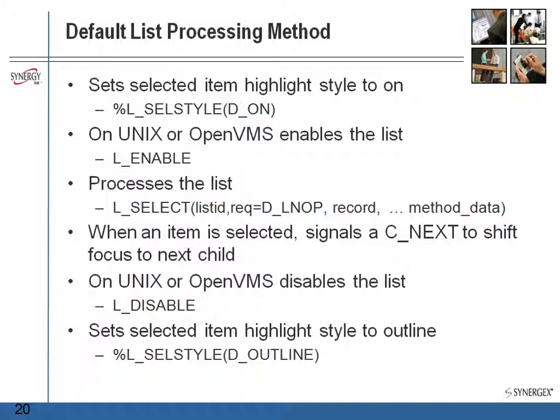The data argument is passed on to LSelect, as is the method data passed to the routine propagated into the list processor. When an item is selected, the method signals a cNext menu entry, redisables the list again on Unix and VMS, disables the current item selection in the list for non-ActiveX lists, and then returns back into the cProcess routine. The default method essentially allows an item to be selected, and when it is, focus moves to the next child.